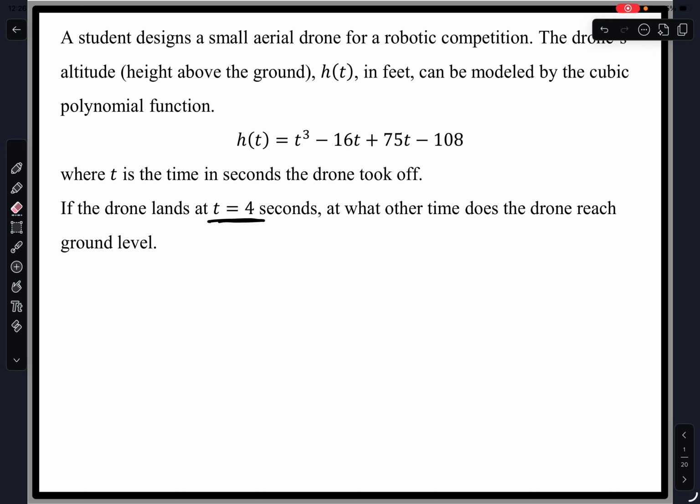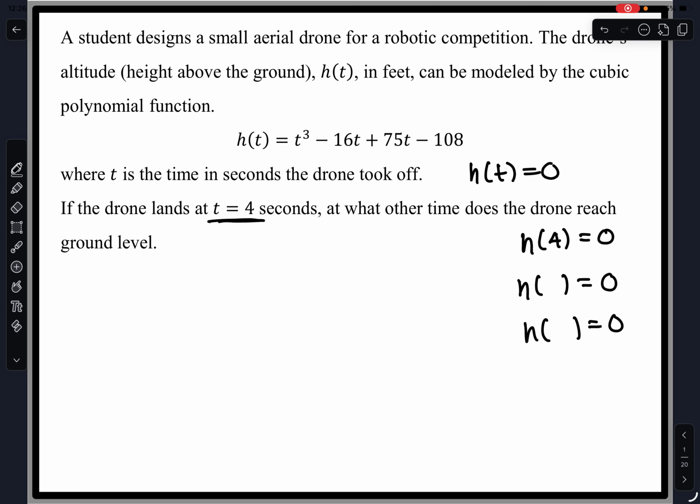Now, if the drone lands at t equal to 4 seconds, the question is asking us to figure out the other times the drone is going to reach ground level, meaning where the height is going to be 0. So we already know one of the solutions. We already know that at t equal to 4, the drone is at ground level. The question is asking, like I mentioned earlier, what are the other values? What are the other two places that the height of this thing is going to be 0?